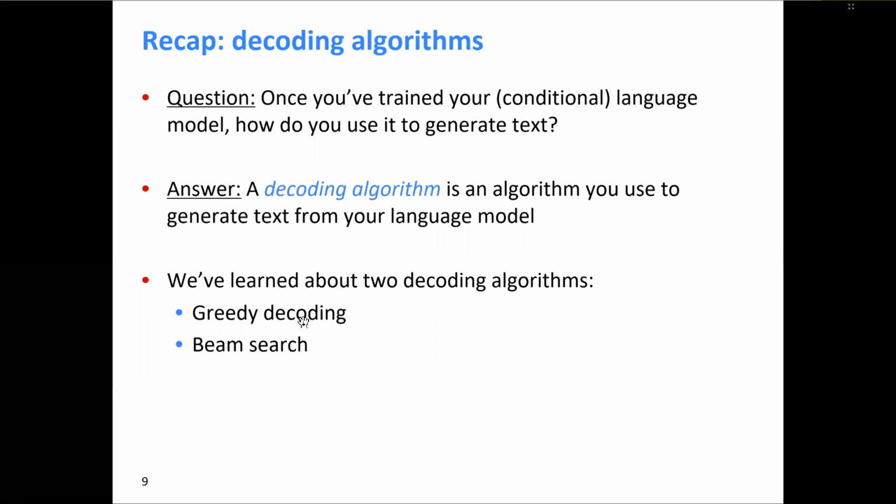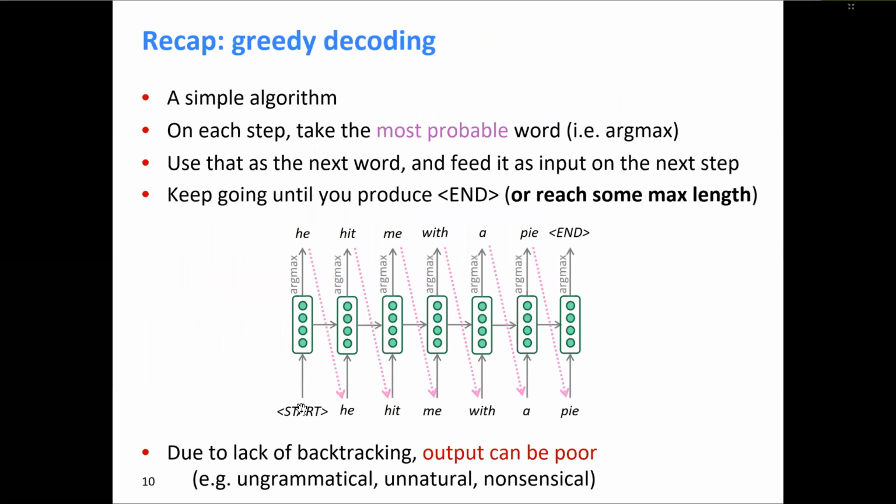In decoding algorithms, they usually have greedy decoding, and they also have beam search. In greedy decoding, they always use the argmax, so they choose the word with the highest probability. Then they put this word in at the next time step, pass it through the decoder again, generate the distribution for the next word, and again select the word with the highest probability.